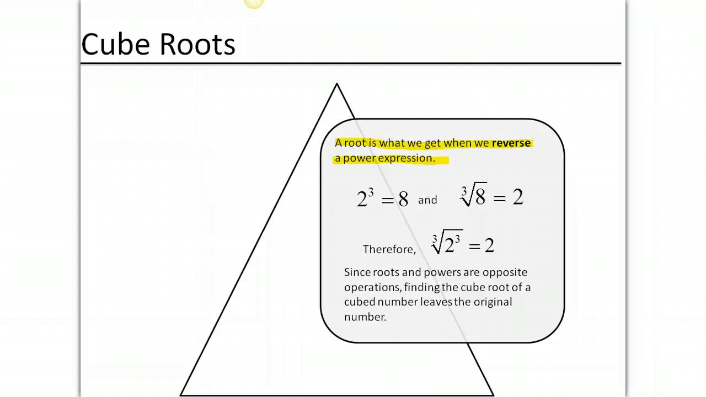Therefore, the cube root of 2 cubed equals 2, because the cube and the cube root undo each other. Because roots and powers are opposite operations, finding the cube root of a cube number leaves the original number. The cube root of 2 cubed is 2.